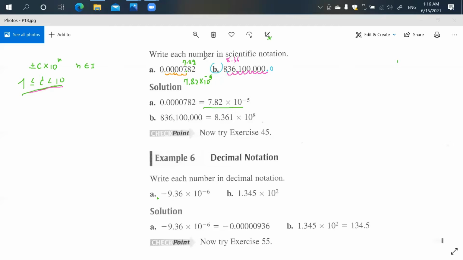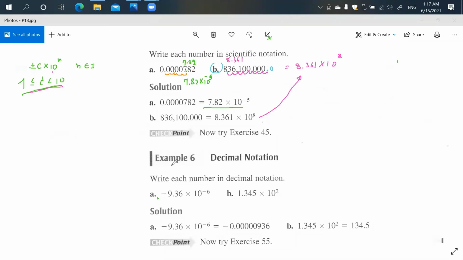So this one should have 1 here also. In this case, what we have is 8.361 times base 10. Don't forget, same thing, base 10. And what power? We counted 8, so power 8. But this one we counted to the front, so this becomes a plus sign. Again, with a plus sign, you don't need to write it down, so you just eliminate the plus sign. And that's all, that's the answer. Same thing, see that.